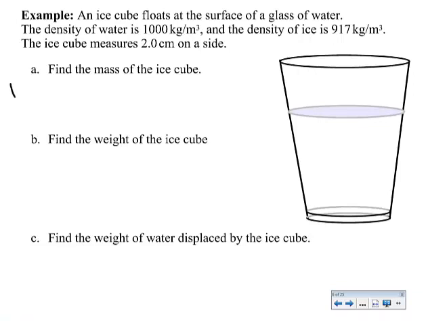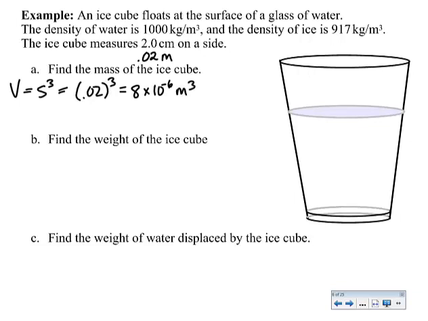I'm going to start by finding the volume of the ice cube by using the fact that for a cube, the side cubed equals the volume. I'll take 2 centimeters and convert it to 0.02 meters and cube that, which will give me a volume of 8 times 10 to the negative 6th cubic meters.